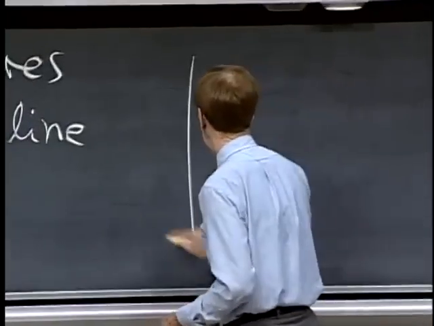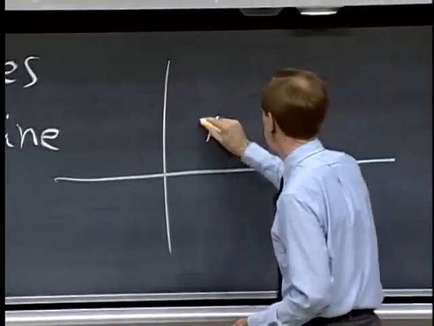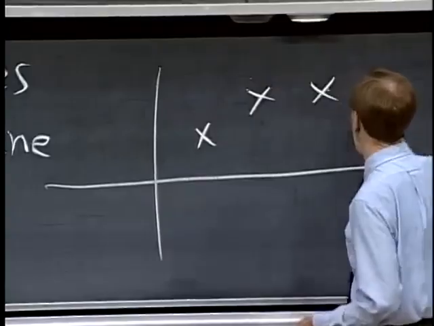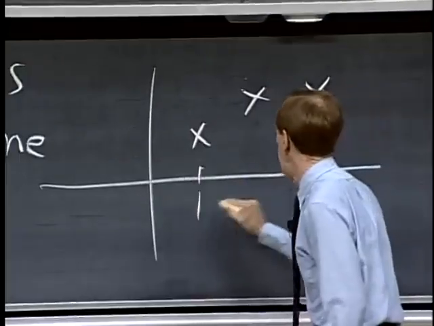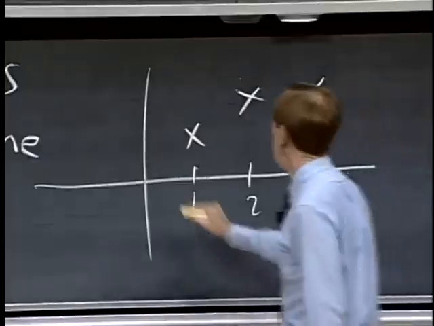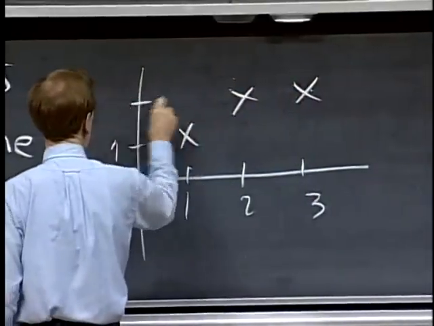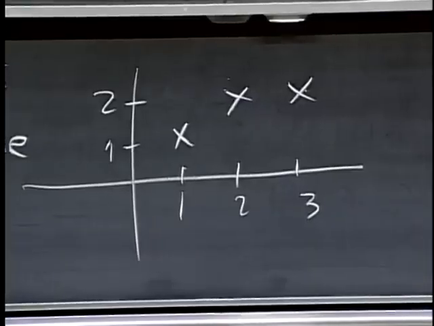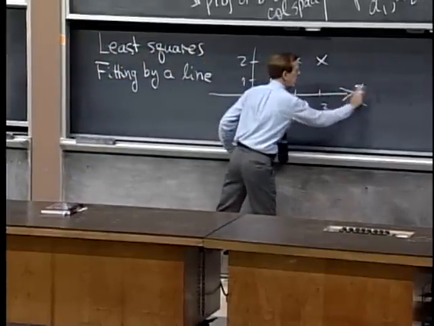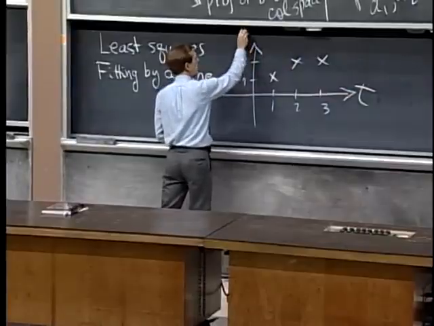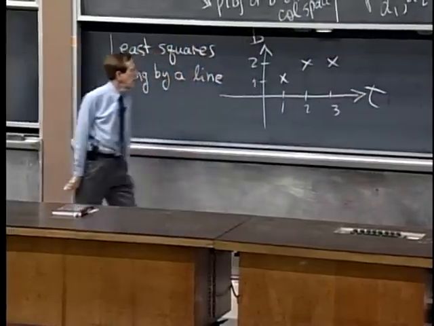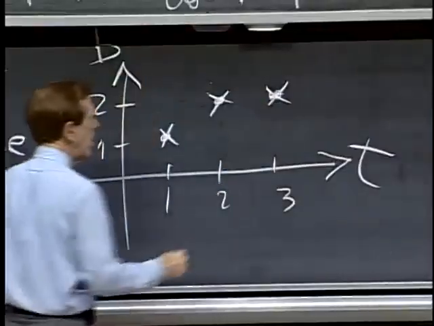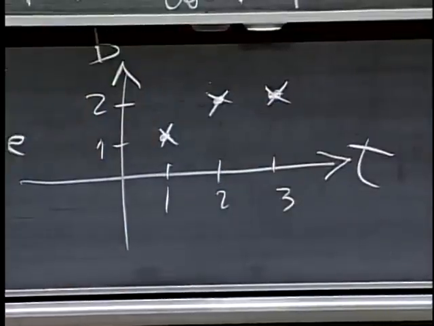I'm given a bunch of data points, and they lie close to a line, but not on a line. Say at t equal to 1, 2, and 3, I have 1 and 2 again. So my data points are, this is like the time direction, and this is like, well, let me call that v or y or something. I'm given these 3 points, and I want to fit them by the best straight line.